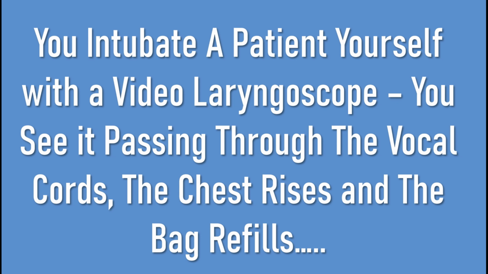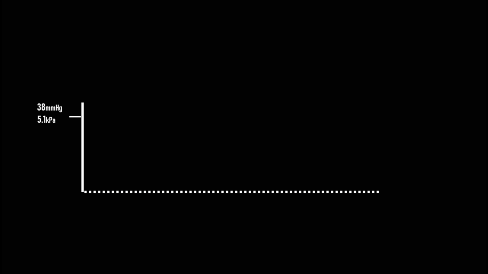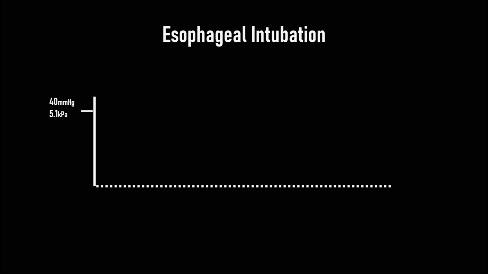You intubate a patient yourself with a video laryngoscope. You see it passing through the vocal cords, the chest rises and the bag refills. And then you look at the CO2 trace after you put them on the ventilator. And you wait, and you wait, and nothing is happening. What's going on here? I previously showed you this image of an esophageal intubation and explained that you usually see a small amount of CO2 emanating from the upper GI tract. The absence of anything on the trace should open your mind.